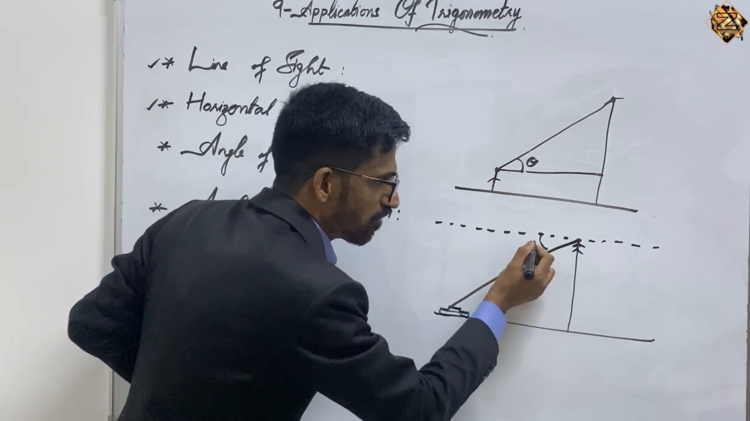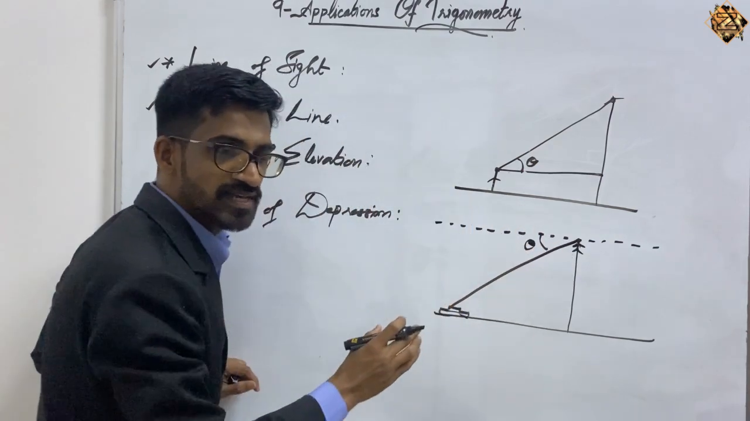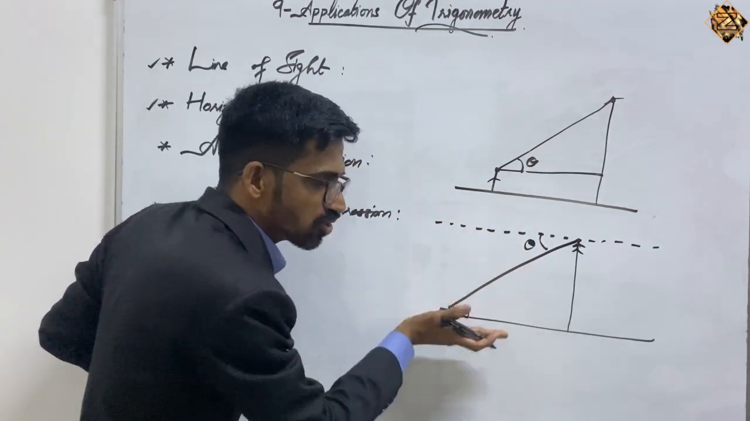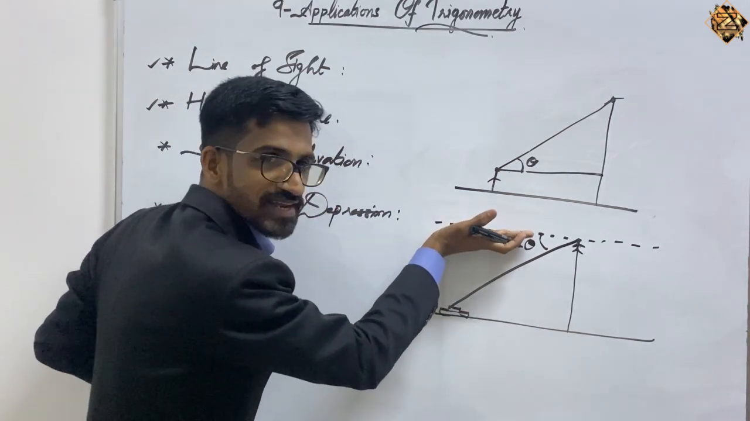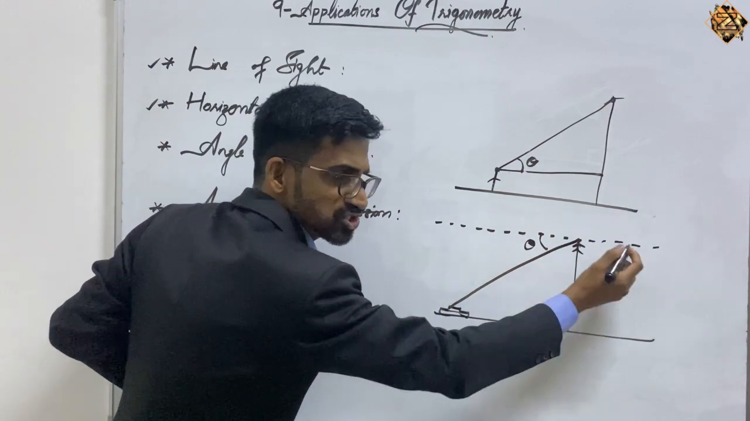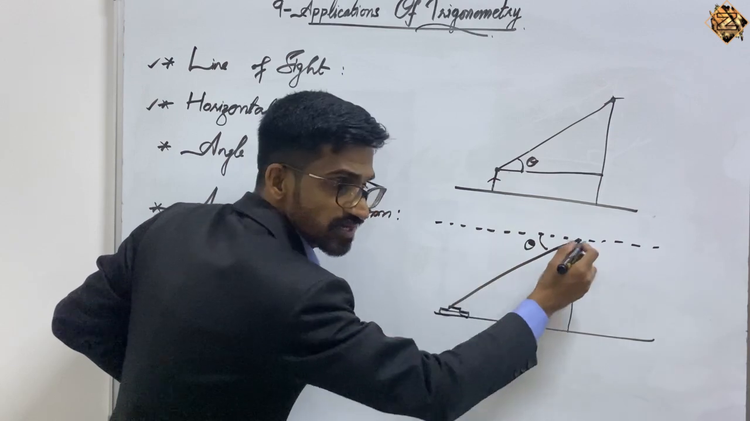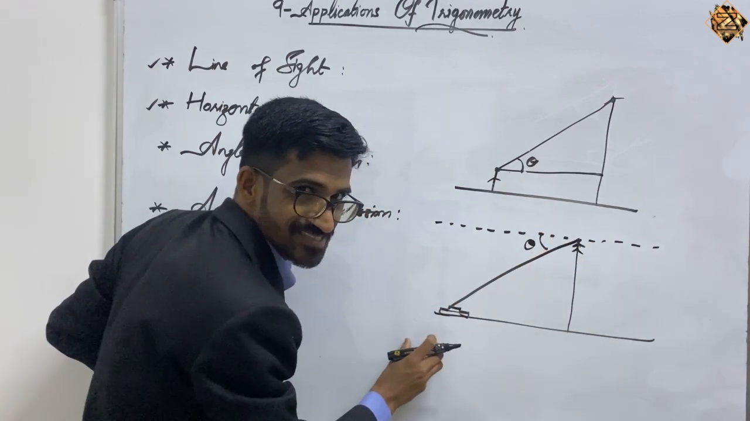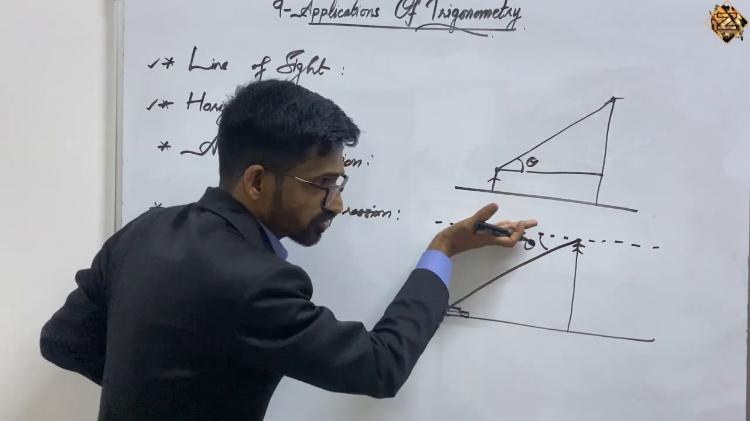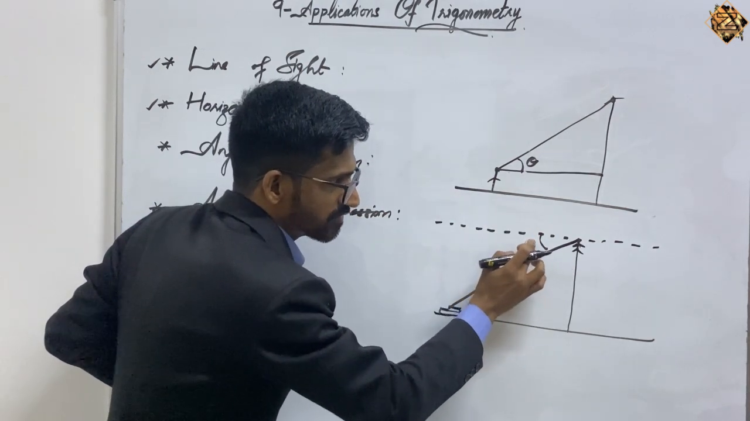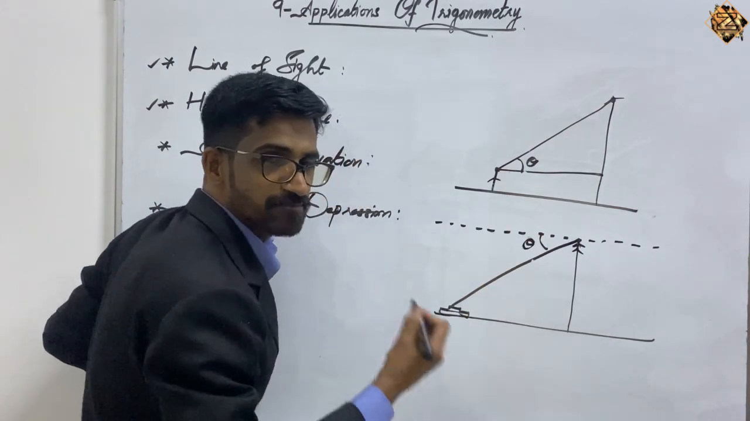So the angle formed between the horizontal line and the line of sight is called angle of depression if the object is below the horizontal line. Okay, students, this is a horizontal line, isn't it? Here we have drawn an imaginary line through the eye of the observer. So below the horizontal line, when the object is kept, the angle between the line of sight and the horizontal line, this angle we can mark as theta. This angle theta is called angle of depression.